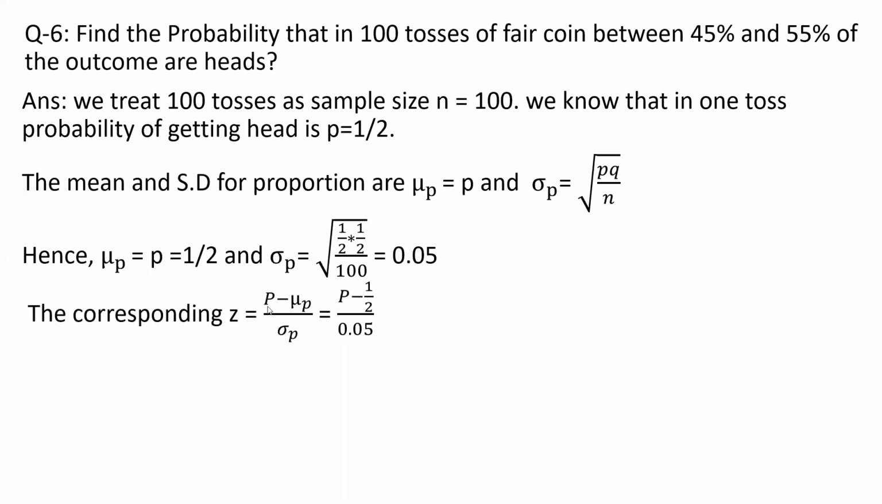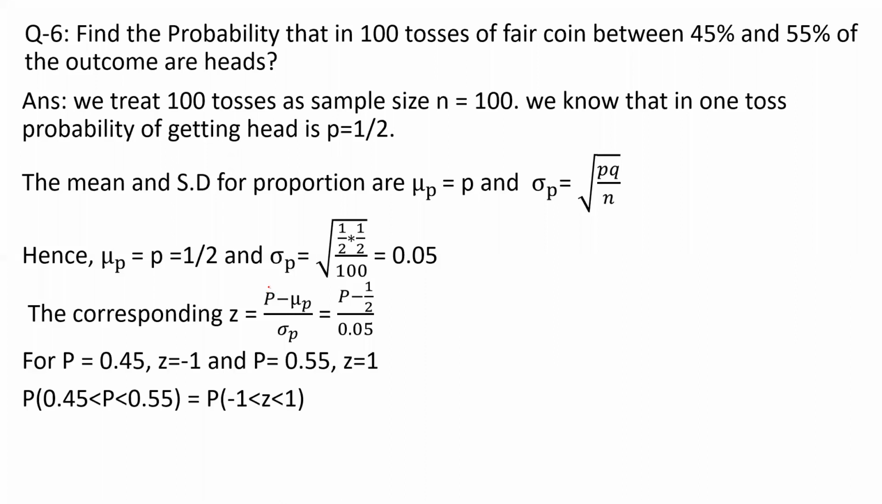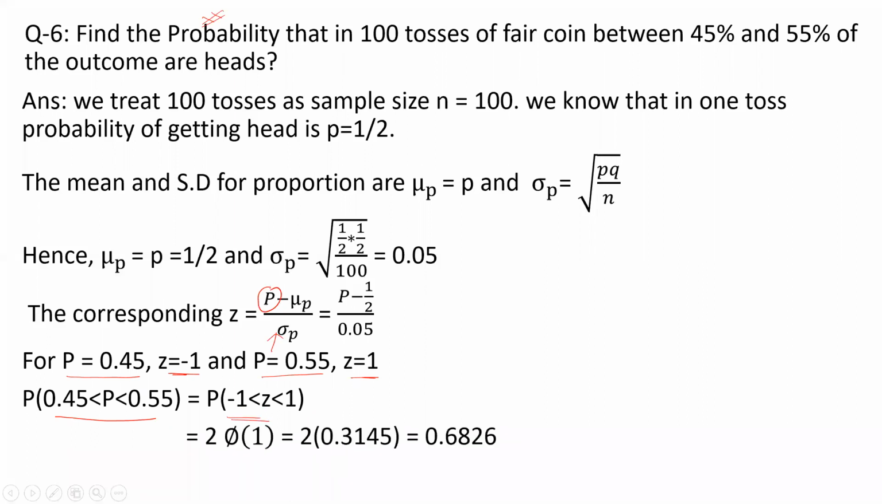So the corresponding Z will be capital P minus this. Always remember that this will be your capital P, and this capital P we will always take from the problem. This deals with the probability here. So we need to find the probability of this portion. For P equal to 0.45, you will get Z equal to minus 1. For P equal to 0.55, you will get Z equal to 1. And this you have to calculate from this table. So ultimately you will get this portion, which is nothing but 2 times the area of 1. So 0.6826 is the answer.